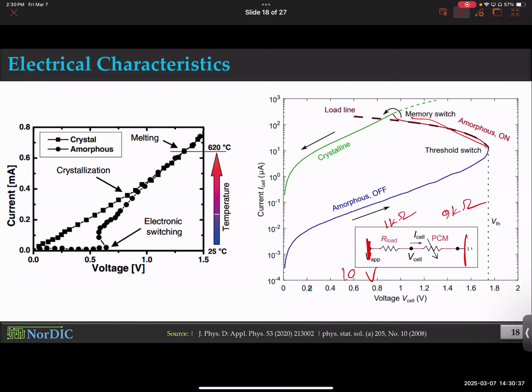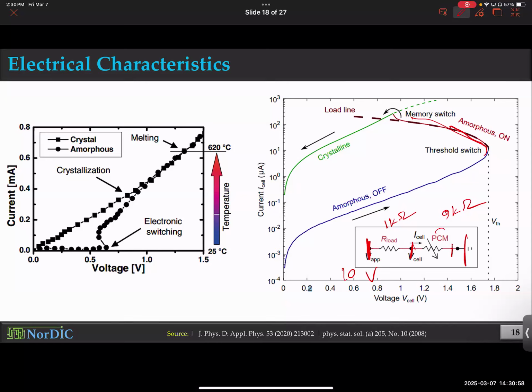9, right? You're right, actually. But basically, you can be more confident. That's what I'm saying. Sure, the greater of the resistors will take the greater share. But then what happens to a PCM when it starts changing? Its resistance decreases. And there is a really sharp difference between the crystalline resistance and the amorphous resistance.